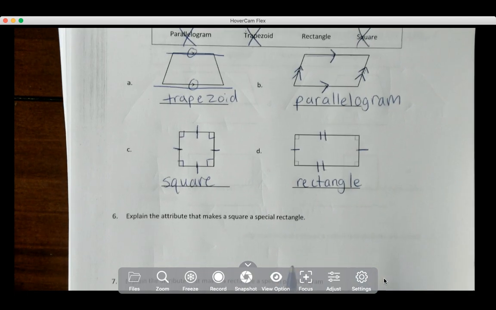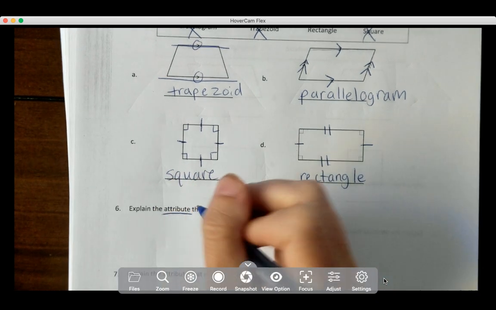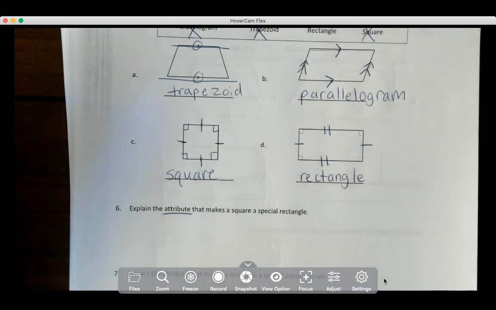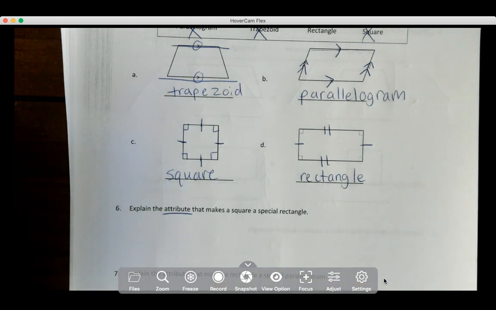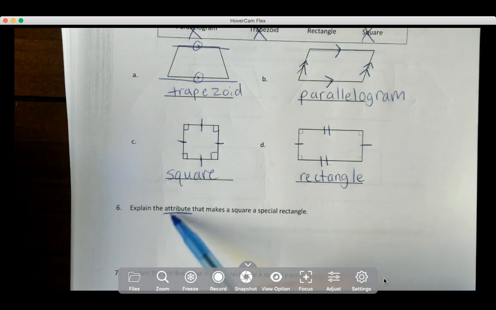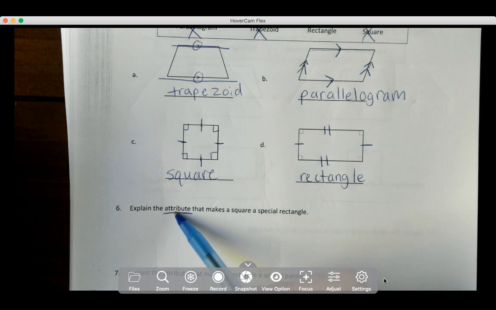Now for number 6, it says explain the attribute. If you don't know what an attribute is, think about characteristics. So characteristics of my face is I have brown eyes, blonde hair, I have freckles on my face, and I'm tan. So those are characteristics of my face. Think about the characteristics of your face. They might be way different than me, or you might have similar characteristics.